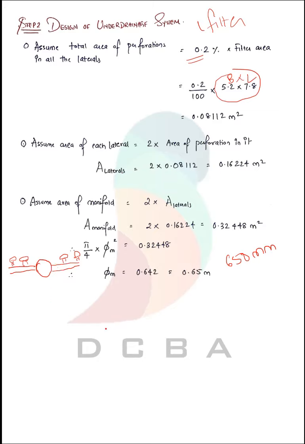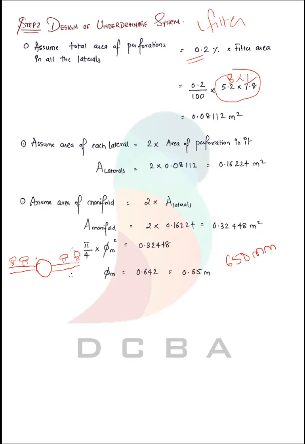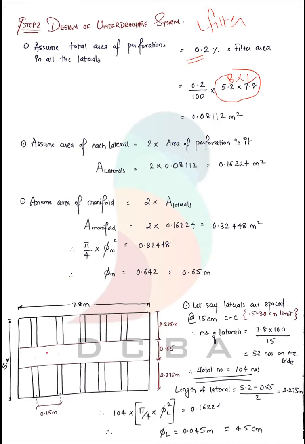In the plan, if you see, in the plan of your rapid sand filter, this is the central manifold, these are the laterals.